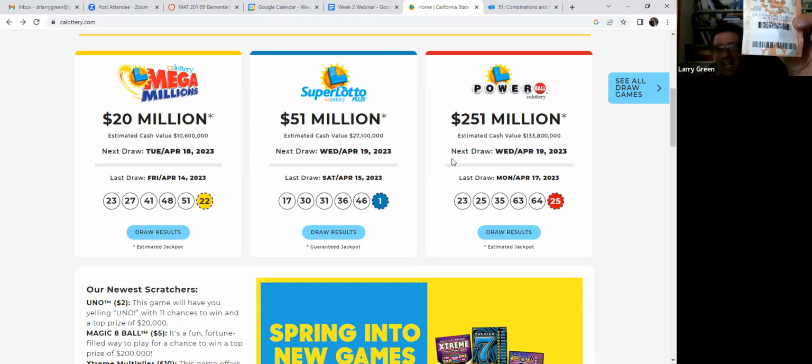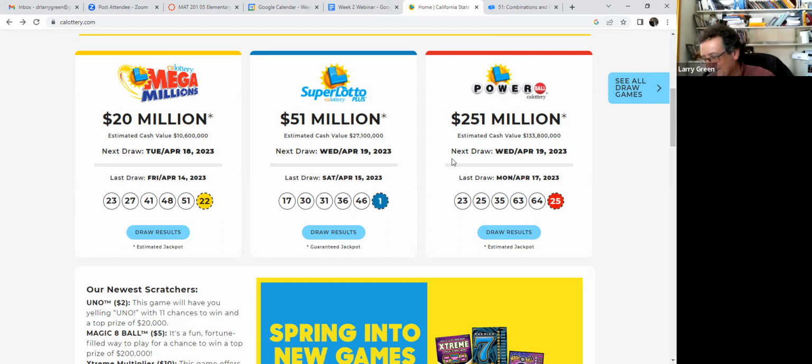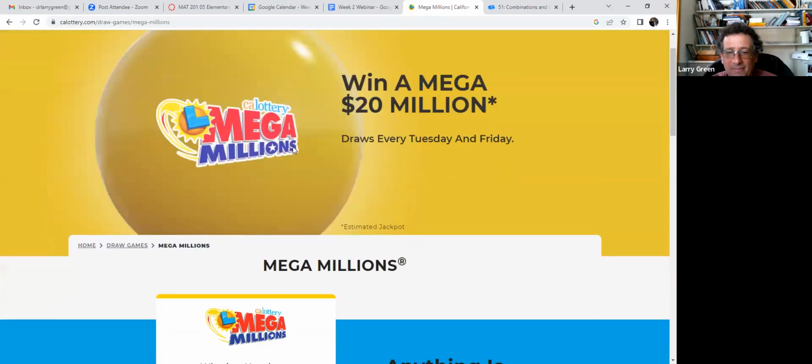By the way, Mega Millions, I just happen to have a ticket. So what's the probability that if I buy a ticket, and I buy two actually, Mega Millions tickets, that I'll win? And when I say win, I'm being greedy. I want to win the 20 million. I don't care about the smaller stuff. So here's what I have to do. I have to go and click on it.